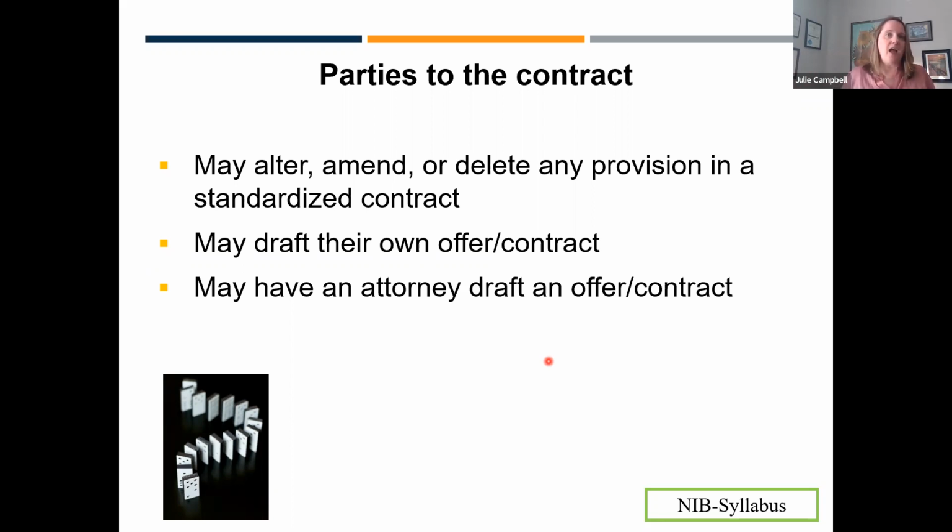Now, I don't know if a subway napkin will hold up in a court of law or not. But bottom line, the parties can agree to whatever they want to. They can alter, amend, or delete. They can draft their own contracts. They can draft their own document. But guys, just because they can doesn't always mean that they should.